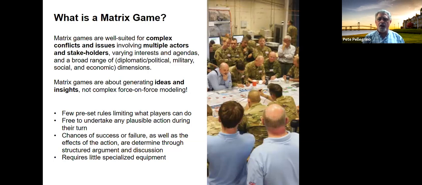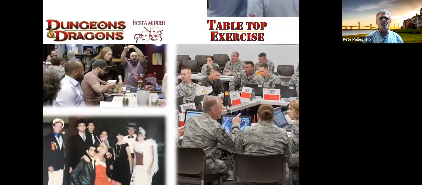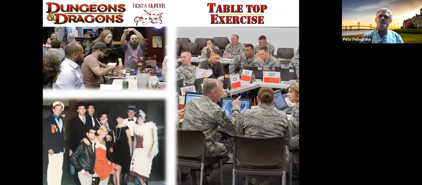And that way it's very accommodating to complex moves that you might not have been able to think of in advance, unlike the structured, rigid rules that you might find in a board game type of environment or tabletop war game. And there's not a whole lot of specialized equipment that goes with it. So that's what makes people say, ooh, this matrix gaming sounds easy and low cost. And low cost, yes. Easy? Maybe, maybe not.